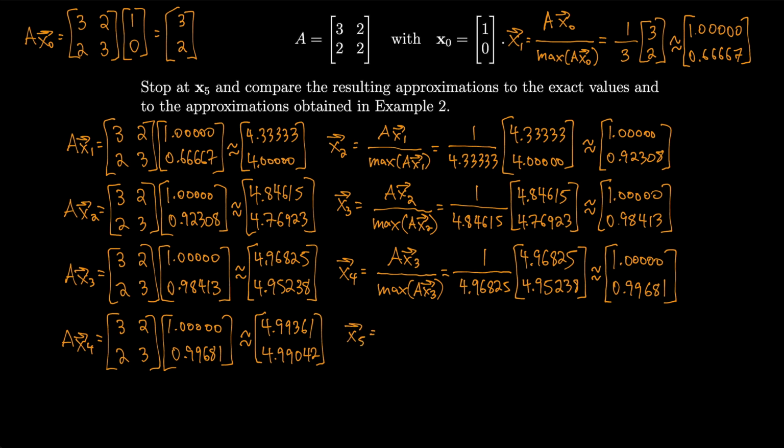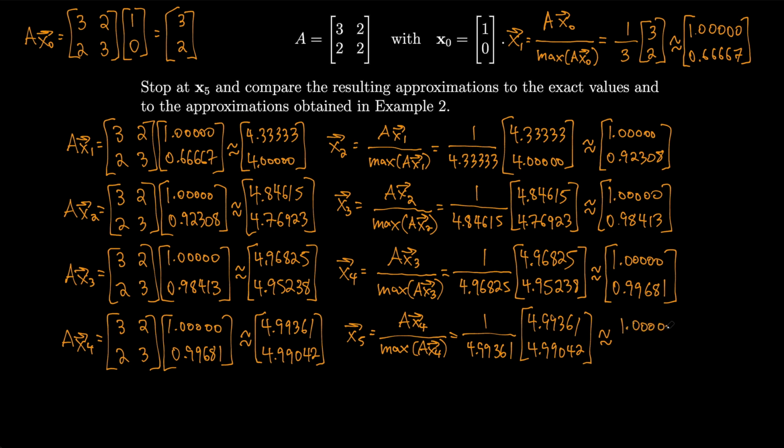X5 would then be AX4 over the max AX4. So that's 1 over 4.99361 times 4.99361, 4.99042, which is about 1.00000, 0.99936.